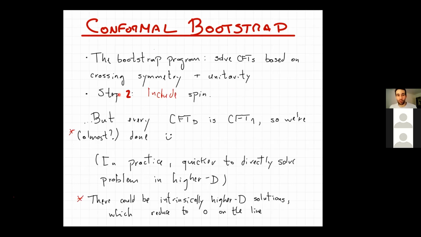Step 2 is to include spin, but again, every CFT in D dimensions can be reduced to CFT1 in some limits. So it looks like if we solve step 1, we're almost done. I say almost because it's not clear to me that there could not be some solutions to crossing in higher dimensions which collapse to 0 on the line. I'm not aware of any examples, but this could be true. So those solutions you would not be able to bootstrap in 1D, so you would be missing them. So maybe you don't capture everything, but it's clear that you'd capture a great deal.